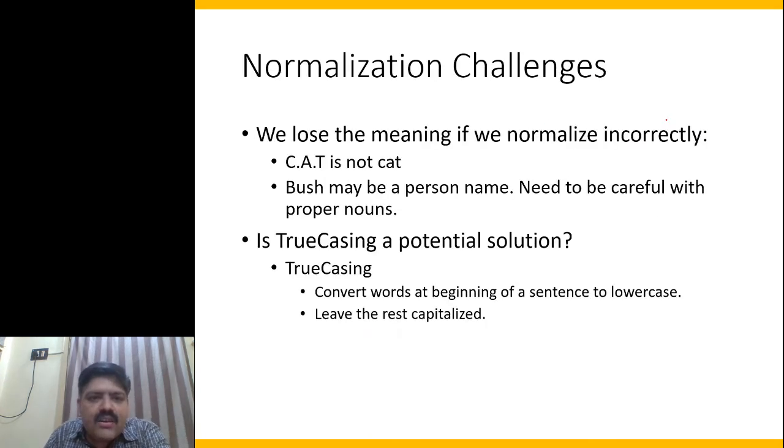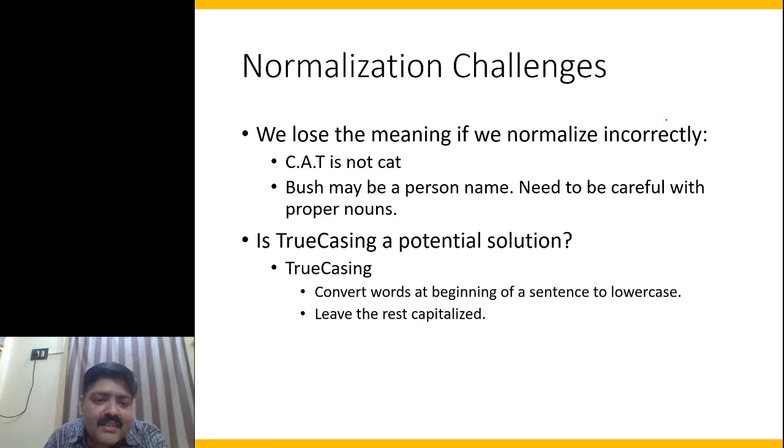Okay, so that's normalization, but usually normalization is a challenge because cat and CAT might be very different, as in a common admissions test could be an abbreviation for CAT and not the animal cat. So how do we distinguish these things? That's usually a challenge. There could be many different examples. Bush may be the name of a person. We need to be careful with proper nouns.